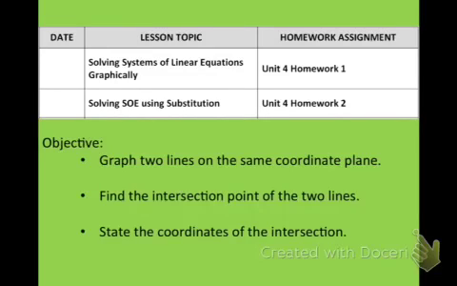That is actually the solution. It's really important. If you don't state what the coordinates are, you have not answered the question.